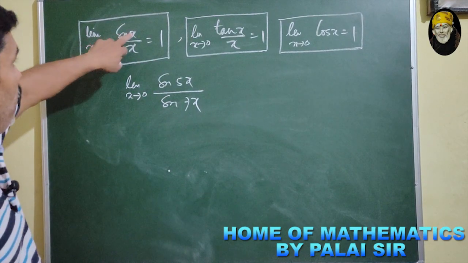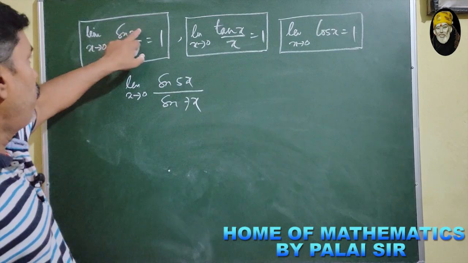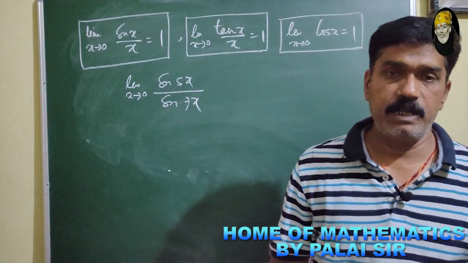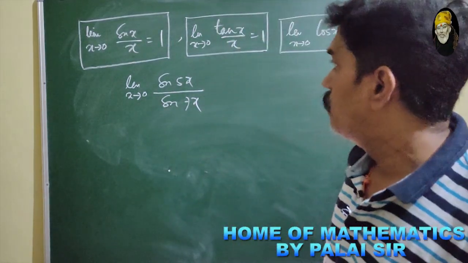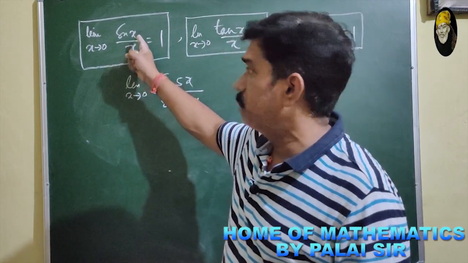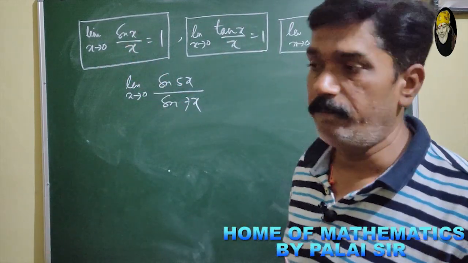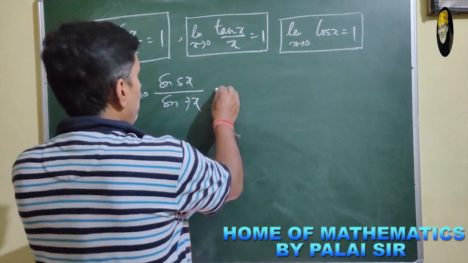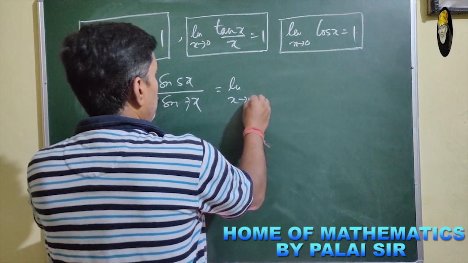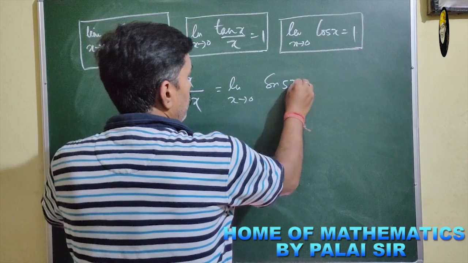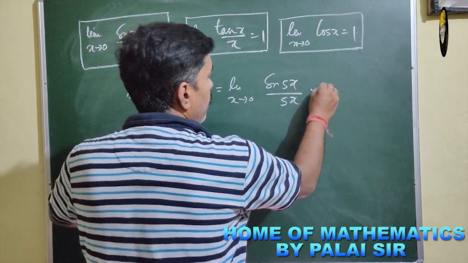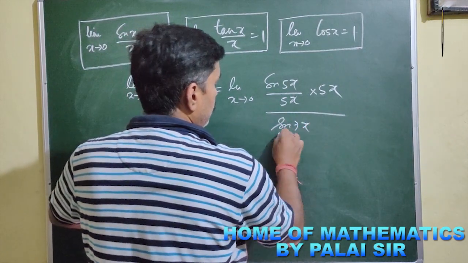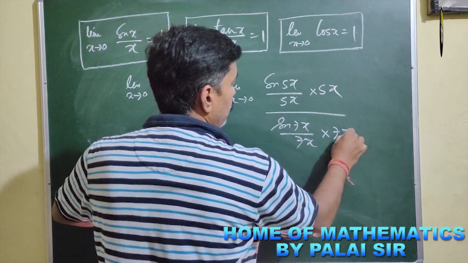Remember one thing, when x is there you have to divide x, when y is there you have to divide y, when z is there you have to divide z, if 5x is there you have to divide 5x, if 10x is there you have to divide 10x, because this is our formula, whatever the angle is there you have to divide the same angle. If it is not in that problem then you divide and multiply to make it neutralize. So here you see limit x tends to 0, this is sin 5x, you divide this 5x and multiply this 5x here, and here it is sin 7x by 7x, here you multiply 7x.